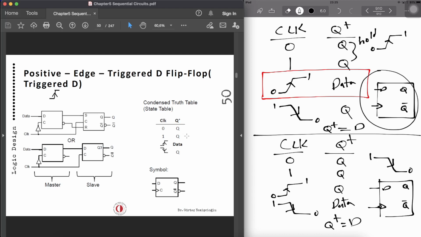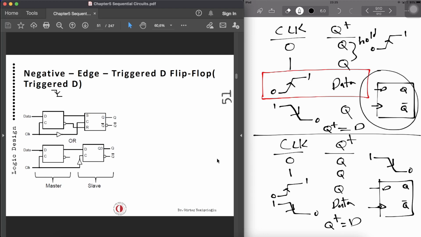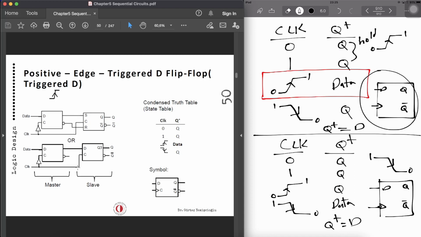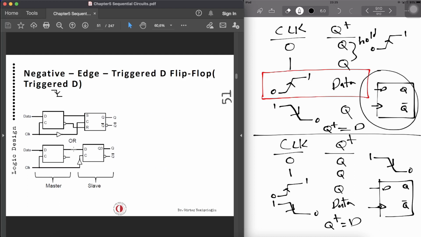Okay, so if I carry on, negative edge, so this is the slave, so the clock is inverted over there. So on the positive edge, as you can see, the clock is inverted on the master, and on the negative edge, the clock is inverted in the slave. And this is what I explained, so high to low, then data. And there's a bubble in front of the clock.